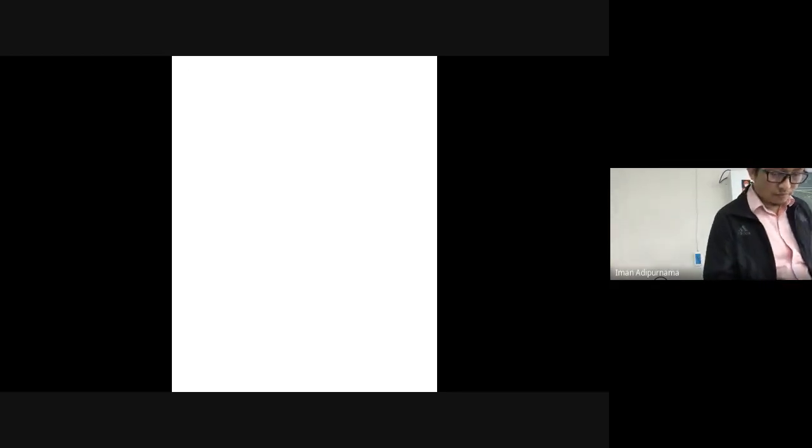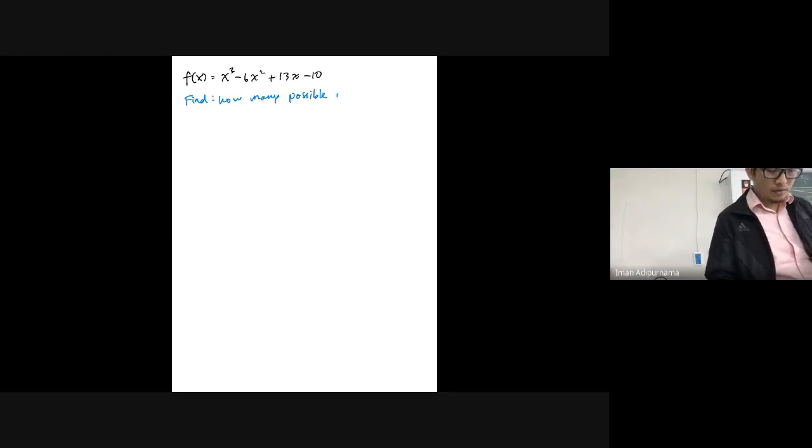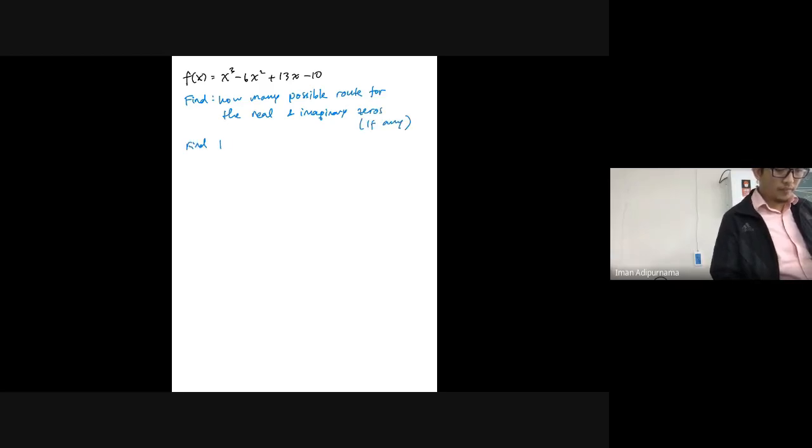Hey, let me write x cubed. Find how many possible roots for the real and imaginary zeros, if any, and find the correct root.